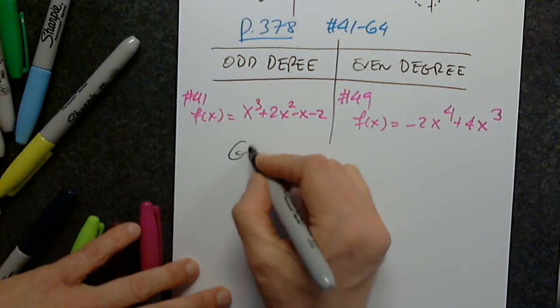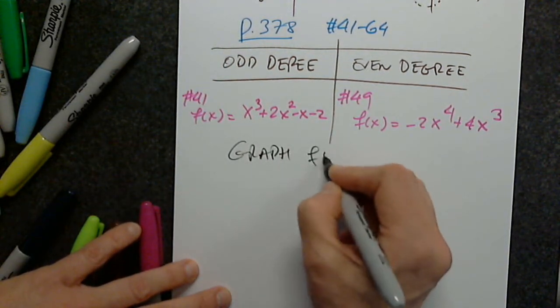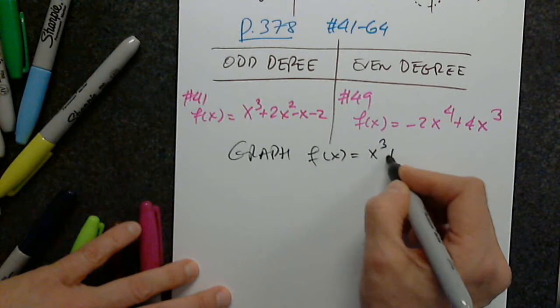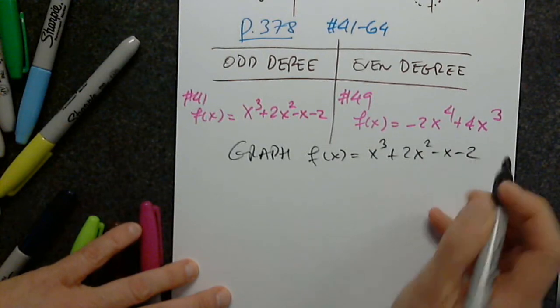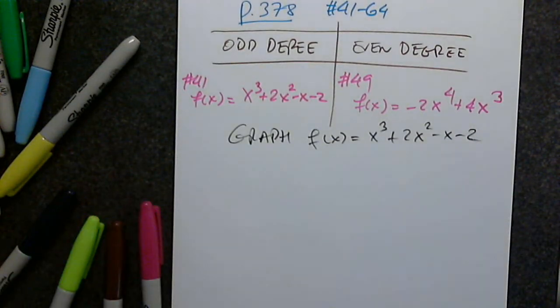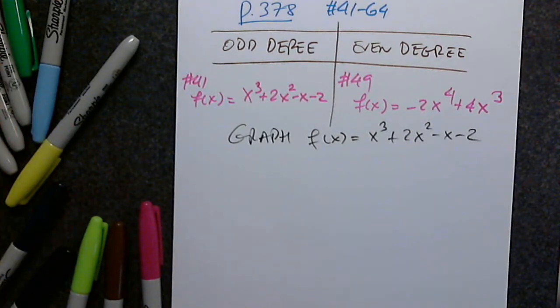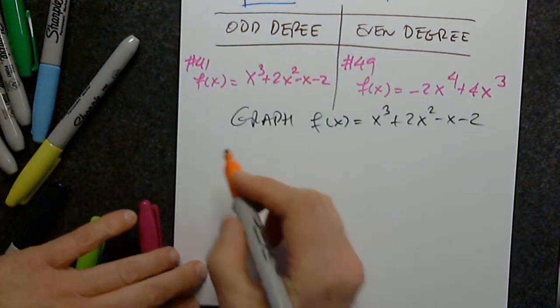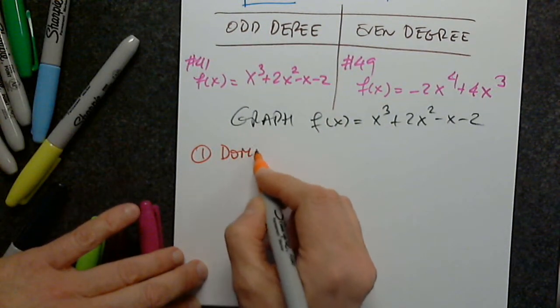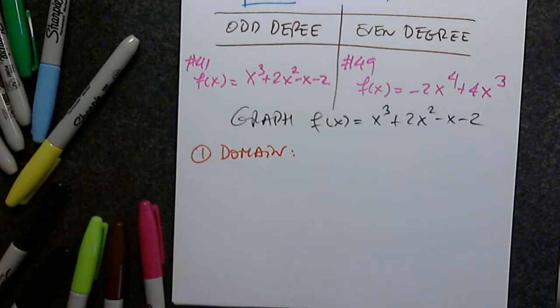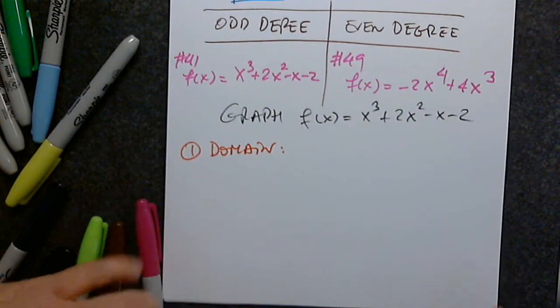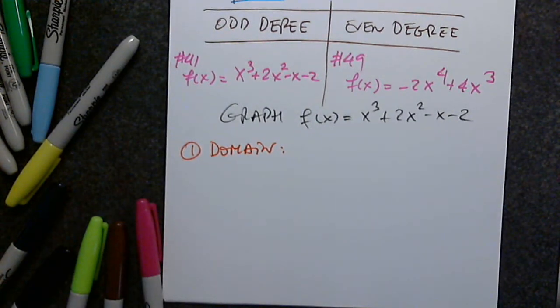So we are asked to graph it. Graph f of x equals x cubed plus 2x squared minus x minus 2. Excellent example. Good pick. So here's my first question. Number 1, domain. What is the domain of this function? That's always the case. We always start with a domain when we are asked to graph a function.